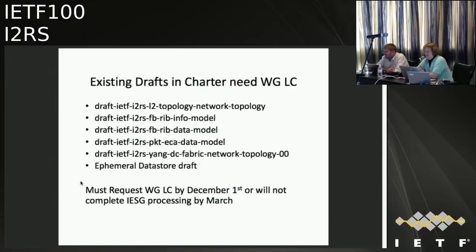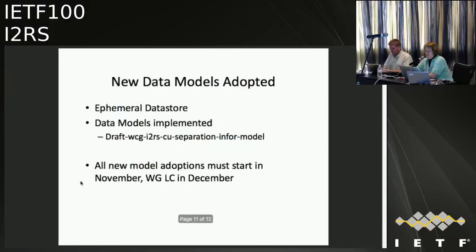So that was our charter. The other pieces in the charter that I'd like to remind you is that we had L2 topology, FIB, RIB, and the data center fabric. We'll get a discussion of the data center fabric. Since I know they've implemented that, we'll probably move that quickly to working group last call, which is why, thanks, Jan, we'll go through that second. But we have to go through the ephemeral data store.